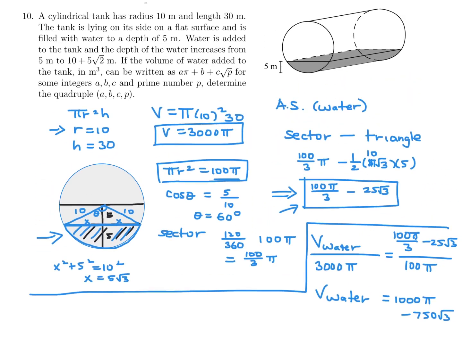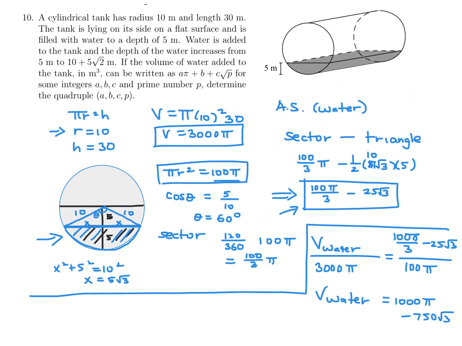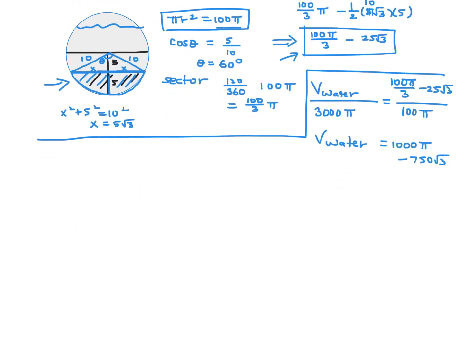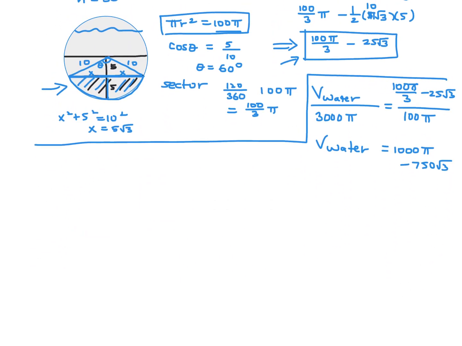What they're saying is later you add more water so that the depth increases from 5 to 10 plus 5 root 2. So right now it was 5, which is this guy. But they're going to add more water, so the water gets up higher to, I don't even know, somewhere around here. So let's do that again. We've got to do the same thing, but now for a little bit different length.